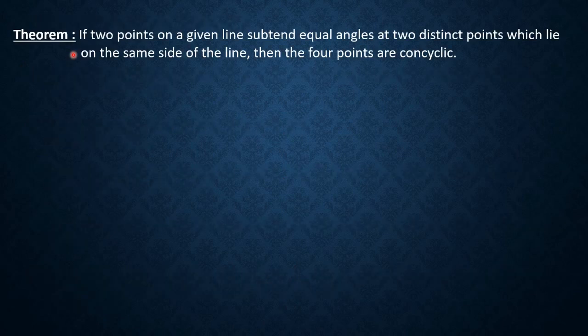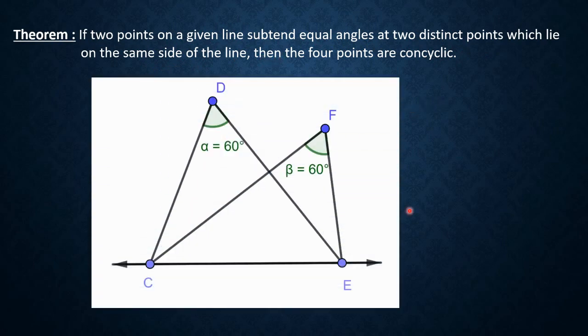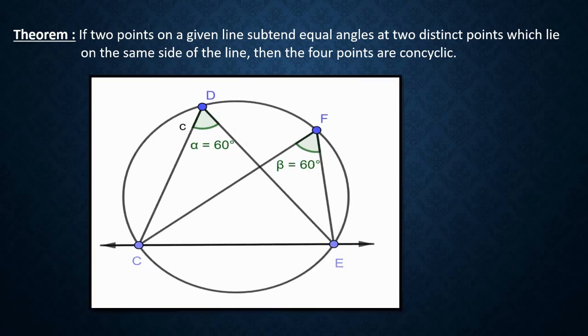To summarize the last point of the recall, the theorem states that if 2 points on a given line subtend equal angles at two distinct points which lie on the same side of the line, then the 4 points are concyclic. So for example, points C and D lie on the same line and they subtend equal angles, that is angle CDE and angle CFE. Both are 60 degree. In this case, all of the 4 points C, D, E and F will be concyclic. That means they will lie on the same circle.